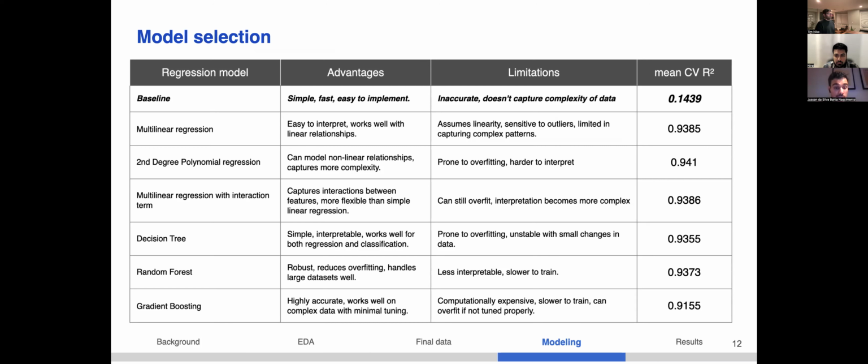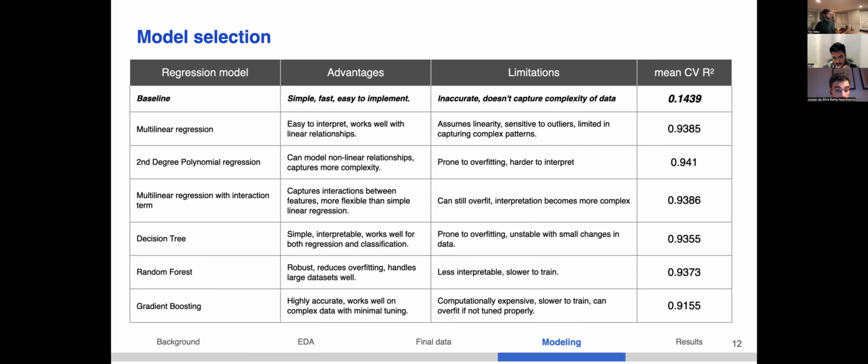We decided to run the following models, including all features as shown in the table. We started by running a multilinear regression because of its interpretability, the limitation as it assumes linearity and can be sensitive to outliers. Then we run a second degree polynomial regression to capture the nonlinear relationships. And we also run a multilinear regression with interaction term to capture feature interactions. Both of these models we need to pay attention to not overfit.